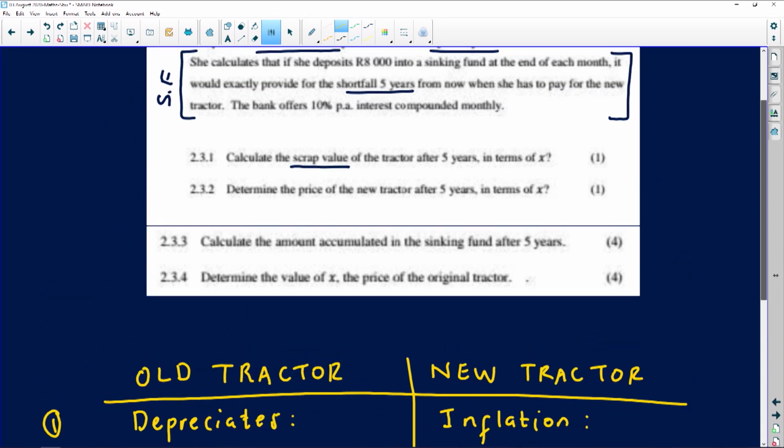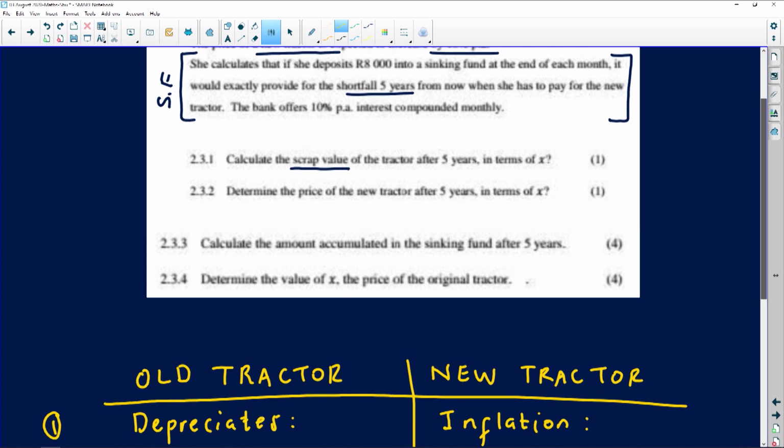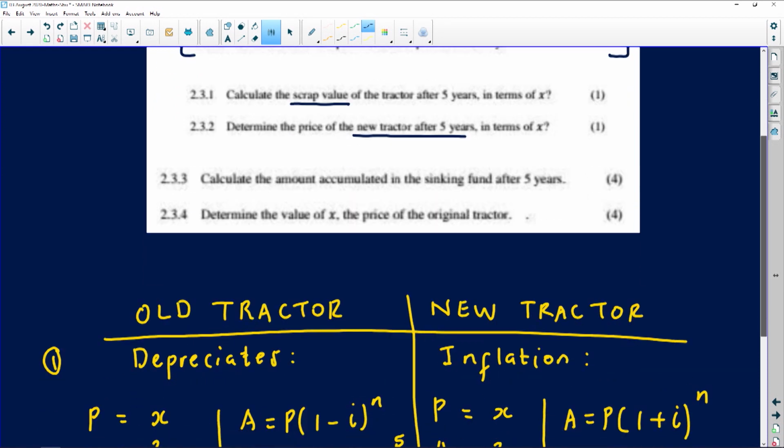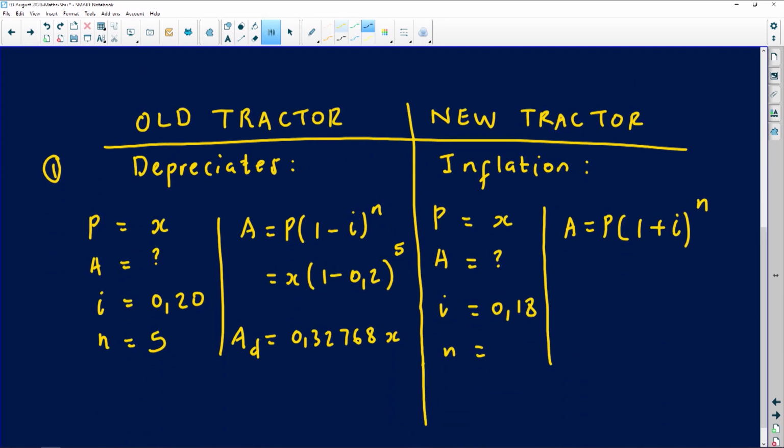Going on to the second part, we are told now that we need to determine the price of the new tractor after 5 years in terms of X. So again, this is growing for 5 years. So we want to know if an item is worth X rands and it grows at 0.18 for a period of 5 years. What will it be in total? The inflated value of this is going to be what after 5 years? So that's actually obviously 1.18 to the power of 5.